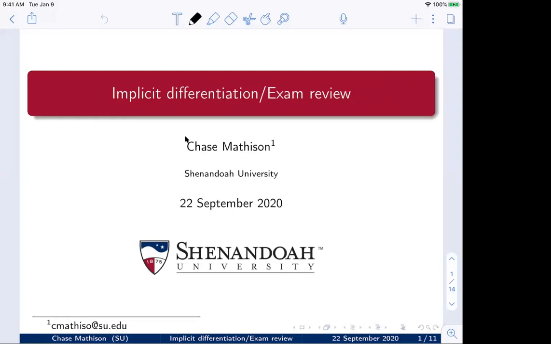Today, we're going to be talking about some implicit differentiation again. And then we're going to be reviewing for the exam on Friday. We won't get all the way through the practice exam, but Thursday we'll also do some more review.